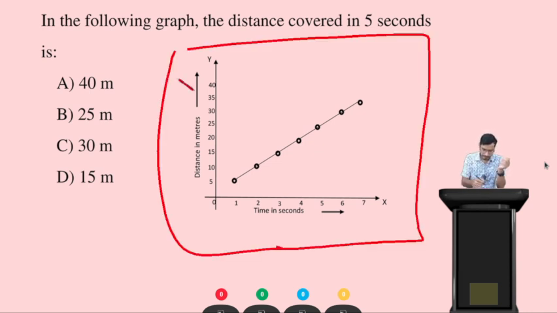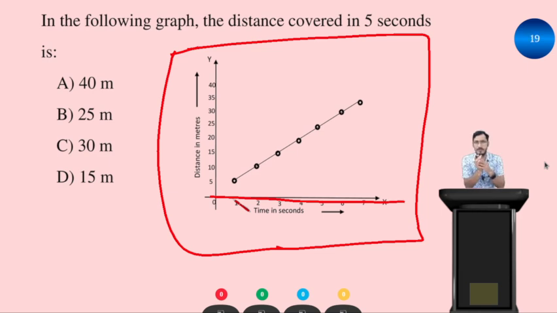Okay, now tell me the answer, which option is correct here. Option A 40 meter, option B 25 meter, option C 30 meter, and option D 15 meter. I am giving you 30 seconds. The question is the distance covered in 5 seconds. The x-axis represents time in seconds, and the y-axis represents distance in meters here. So tell me the distance covered in 5 seconds.